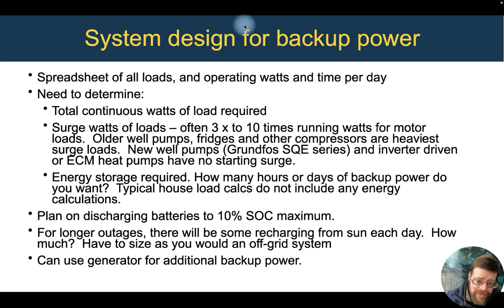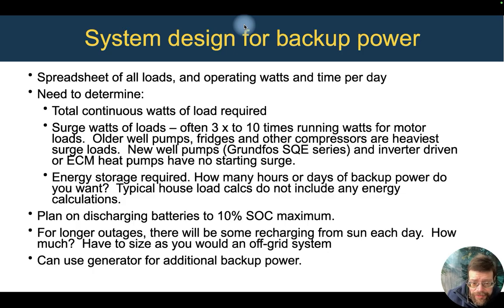With large motors especially, they can take anywhere from 3 to 10 times the running watts when starting the motor. Older well pumps, fridges, freezers, other compressors, and air conditioners are typically the heaviest surge loads. Some of the new well pumps and any inverter-driven or ECM compressors, which is a lot of the new heat pumps, have no starting surge, but older well pumps and more traditional air conditioners have very heavy starting surge, so we need to take that into account when sizing the inverter.